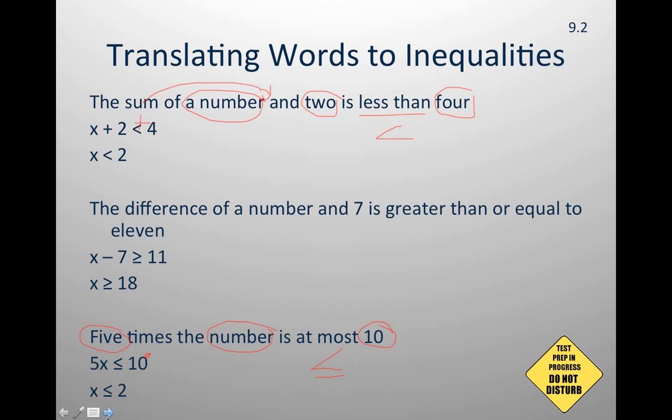Okay, knowing the words that let you know whether you add, subtract, multiply, divide, and the comparison symbols, equal to, less than, greater than, less than or equal to, greater than or equal to, makes a world of difference. It makes the word problem so much easier when you understand what words mean to add, what words mean to subtract, what words mean to divide, and what words mean to multiply.